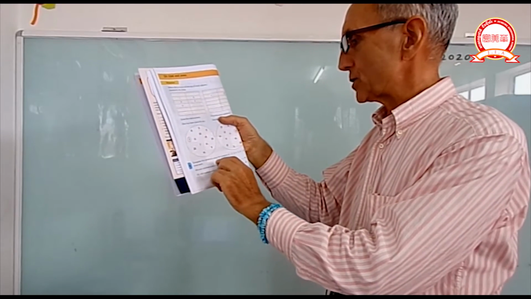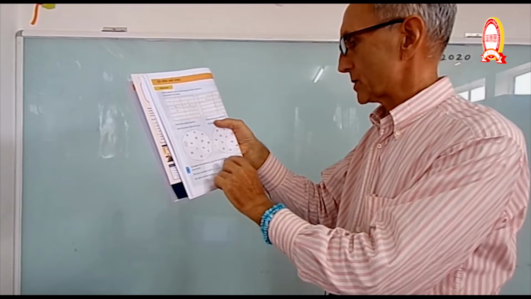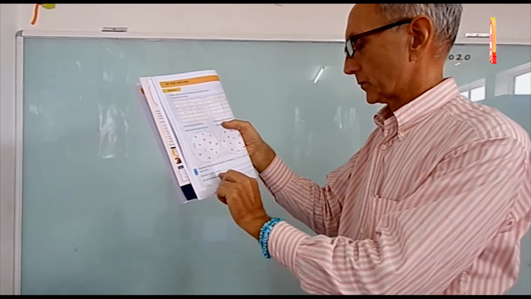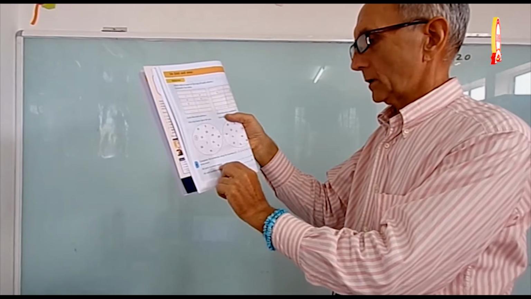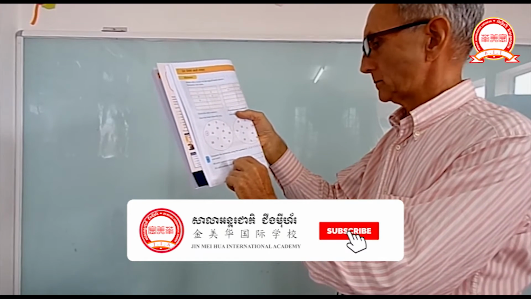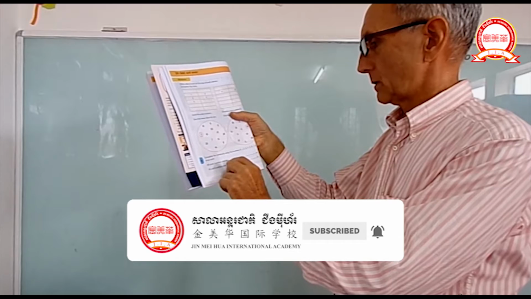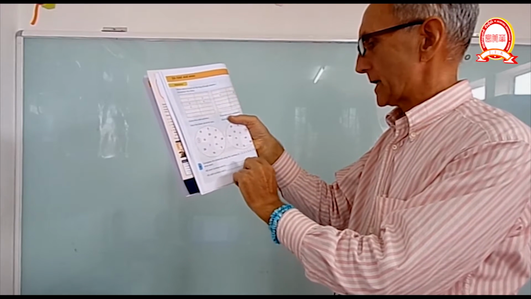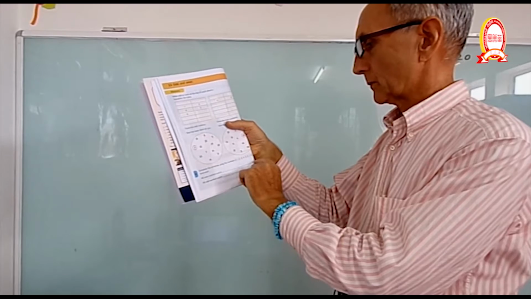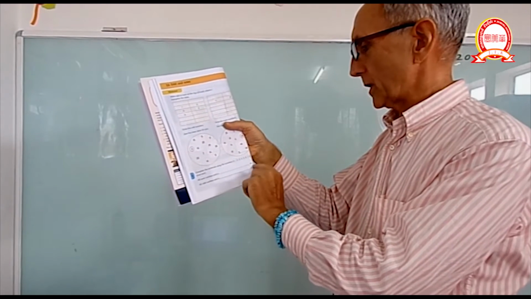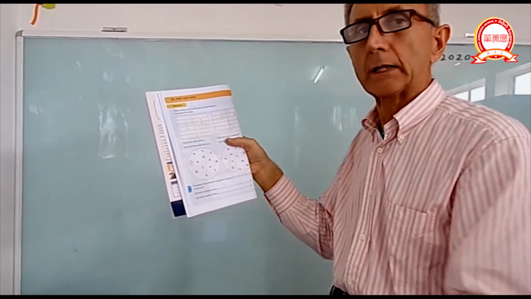Complete the sentences using the numbers from 0 to 9. All the even numbers end in, so here you put 2, 4, 6, 8 or 0. All the odd numbers end in 1, 3, 5, 7 or 9. And that's the end of that.